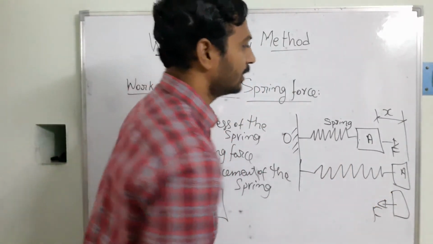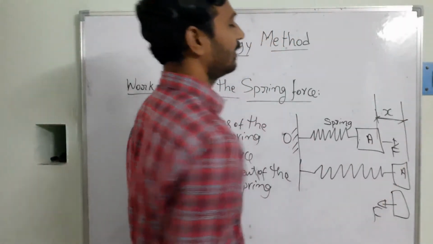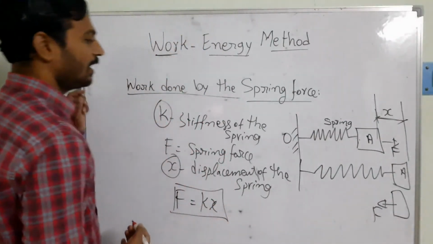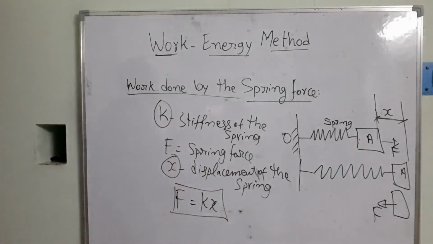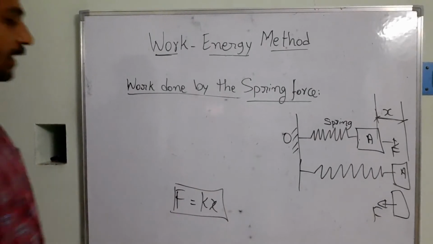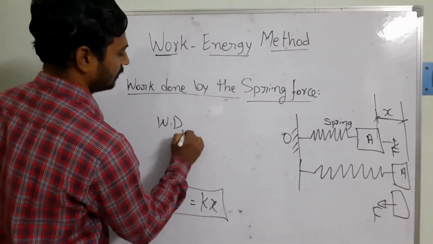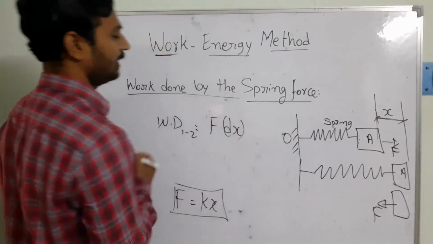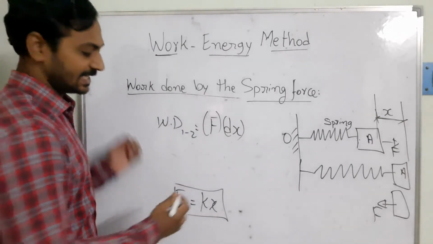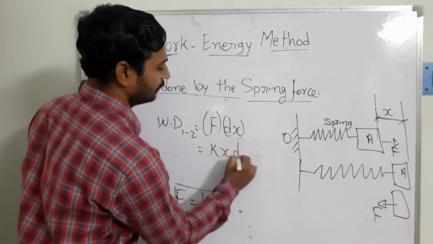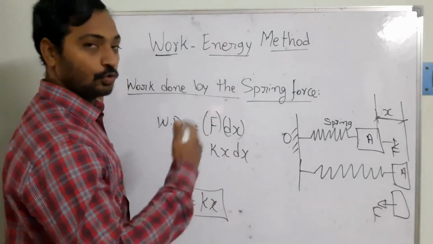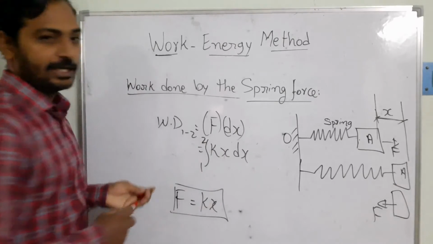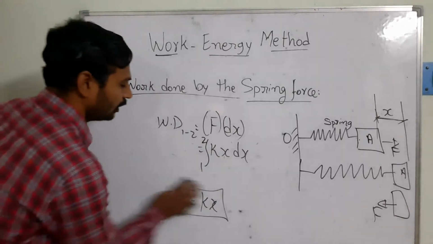So then what will happen? The distance traveled here, this is the part. So for the distance traveled by the body, finally I am going to take the work done equation. Here the work done from 1 to 2 is equal to the integral of F into dx. F here is the spring force, that is K into x into dx. We calculate the total work done as the integral from 1 to 2.